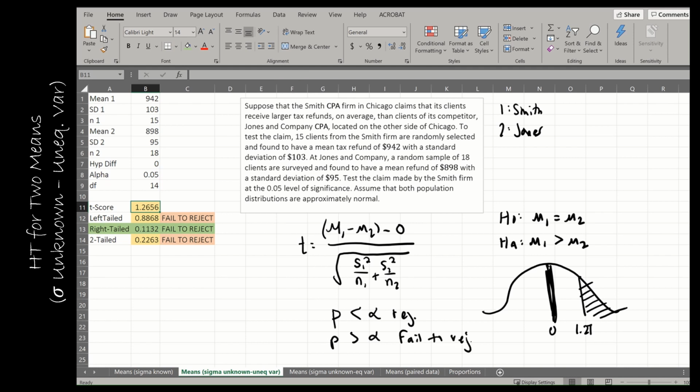So what am I going to do here? Well, p is 0.1132 and alpha is 0.05. So p is greater than alpha, so I am going to fail to reject. So what does that mean? That means that there's not sufficient evidence to say that the alternative is true. The alternative says that Smith clients get a bigger tax refund. So I can say with 95% confidence that the sample that I've collected does not provide sufficient evidence to say that Smith clients get larger tax refunds than the Jones clients.